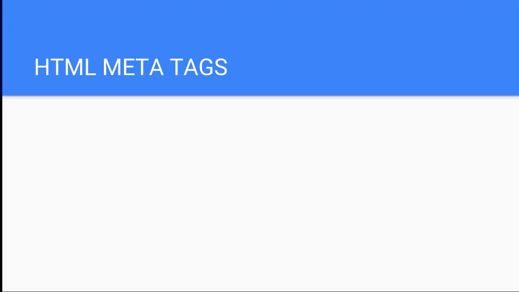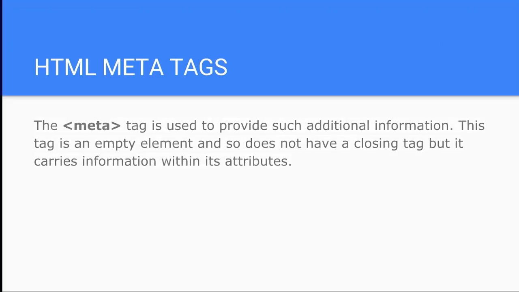HTML lets you specify metadata, additional important information about a document, in a variety of ways. The meta elements can be used to include name-value pairs describing properties of HTML documents, such as author, expiry date, and a list of keywords. So many things. The meta tag is used to provide such additional information.